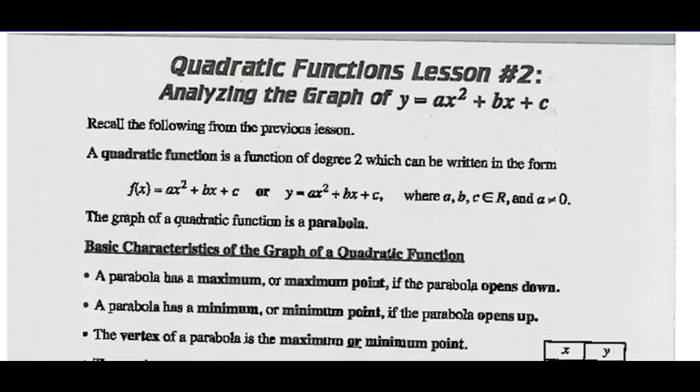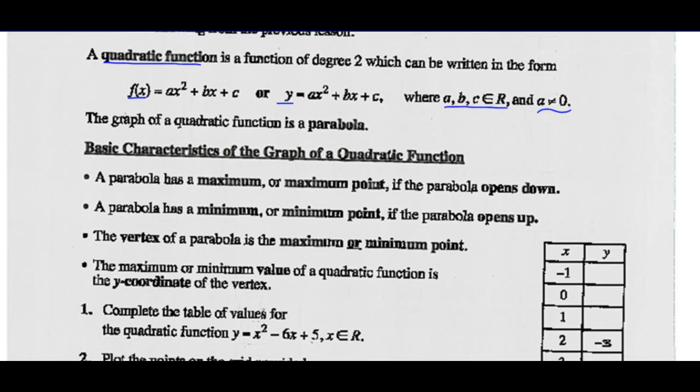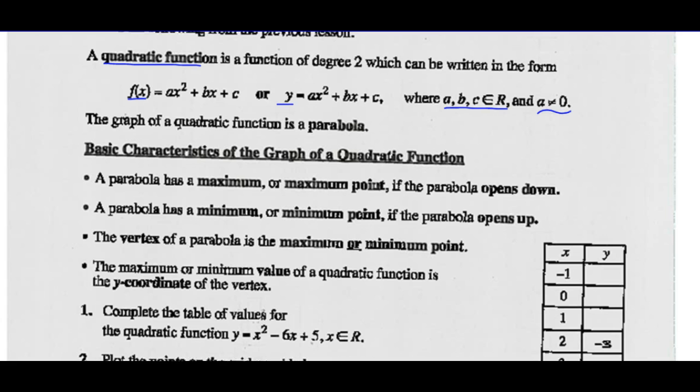Hey, Math 20-2s. Today we're going to look at analyzing the graph of y equals ax squared plus bx plus c. In the previous lesson we talked about a quadratic function of degree 2. It can be written as f of x equals ax squared plus bx plus c, or y equals ax squared plus bx plus c. A, b, and c are real numbers. A can never equal 0, otherwise that makes it a linear function. Therefore it can't be a quadratic function. Note the graph of a quadratic function is always a parabola.